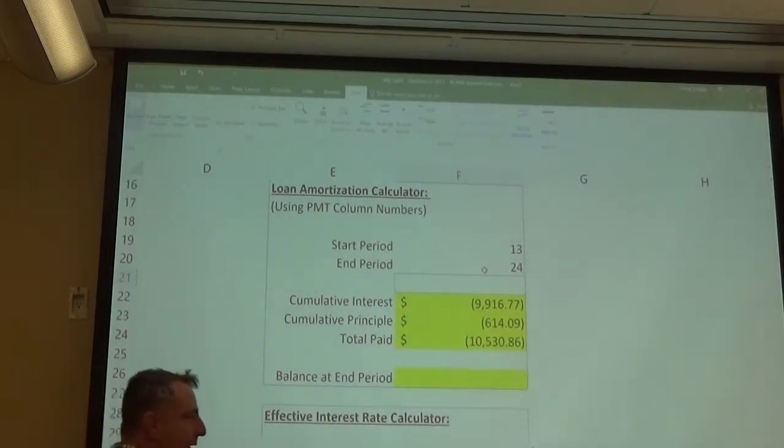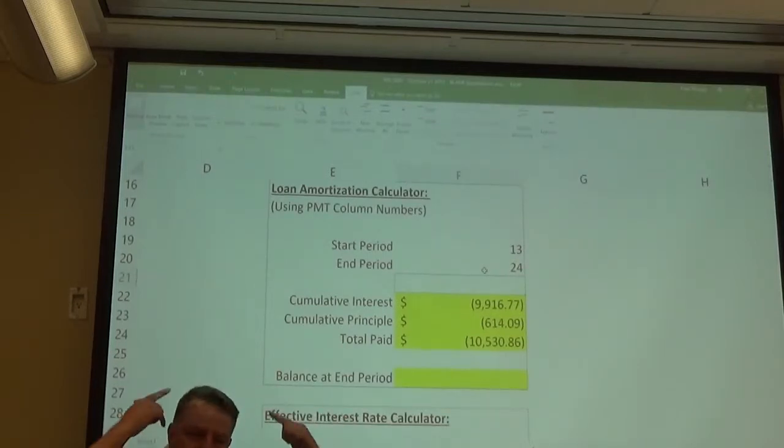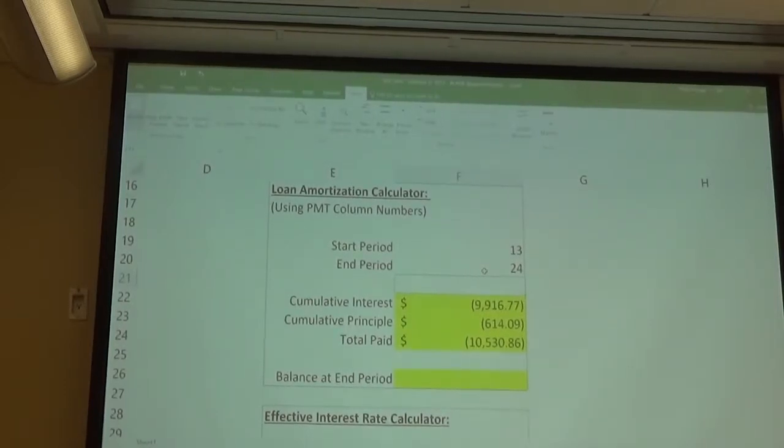Now this is just one of those things that you need to get committed to memory. Year 1, we said, is months 1 to 12. Year 2 is 13 to 24. Year 3 would be 25 to 36. Year 4 would be 37 to 48. Year 5 would be 49 to 60. Year 6 would be 61 to 72, and so forth and so on. Does that make sense?